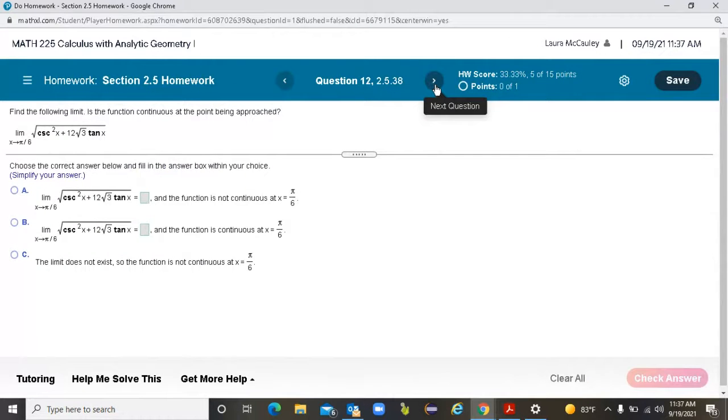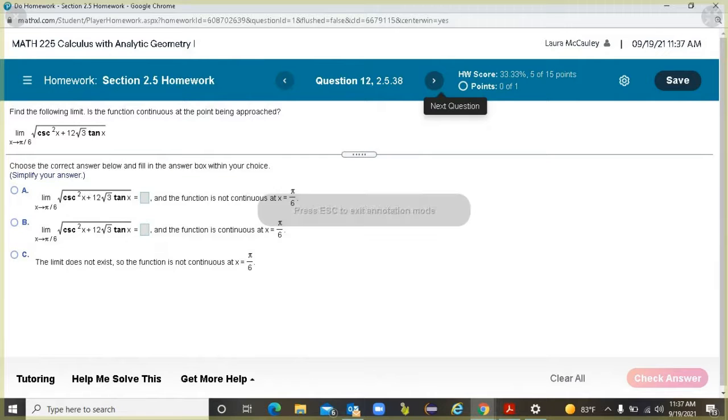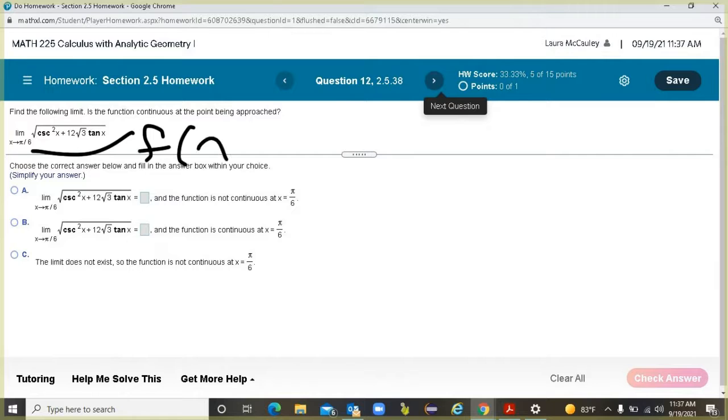All right, so let's look at this one. It says find the following limit. Is it continuous at the point being approached? So we're looking at a limit. Our first instinct for the limit should be to plug it in and see what happens. But actually what we'll do is we'll go through the 3 steps. So first, we'll just call this f of x, and we'll see what happens if we plug a pi over 6 into it.